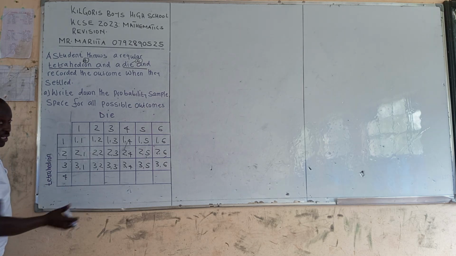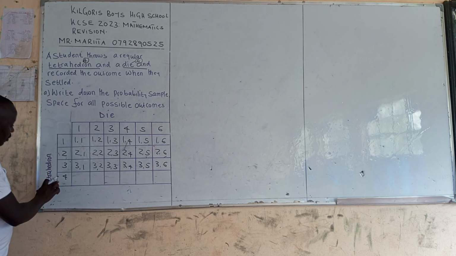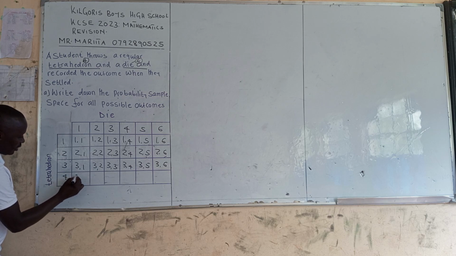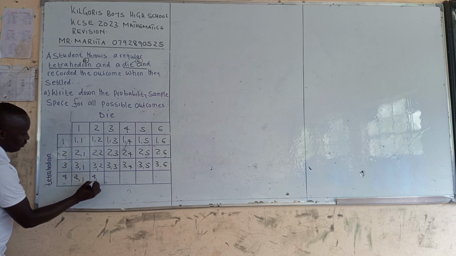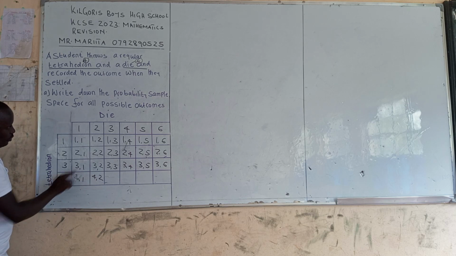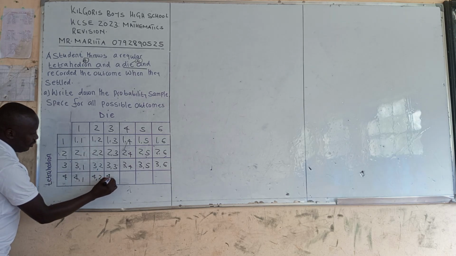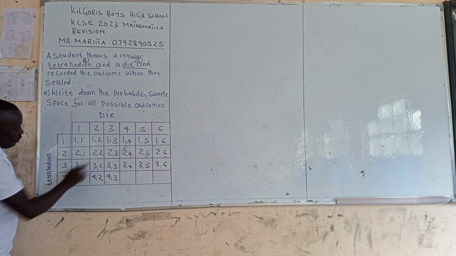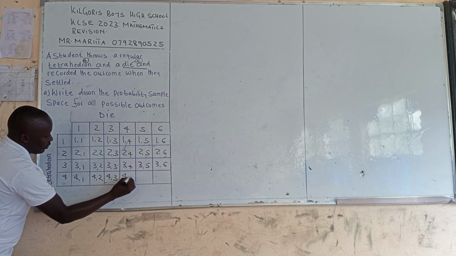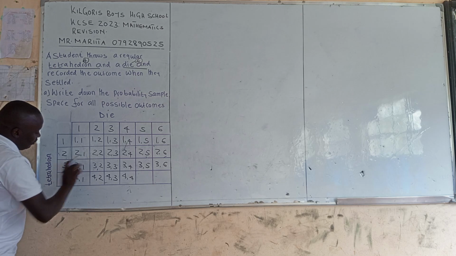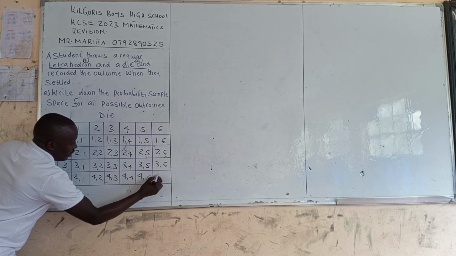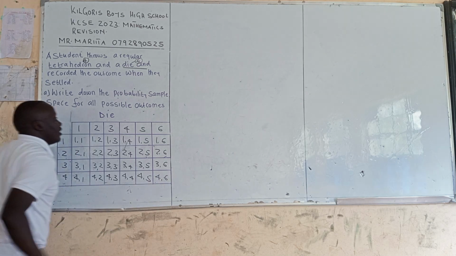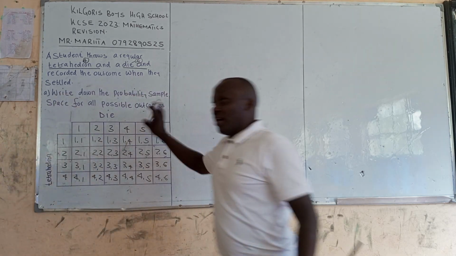Another side can also show 4, 1. We have 4, 2, 4, 3, 4, 4, and 4, 5. Then finally we have 4, 6. This is as simple as that.